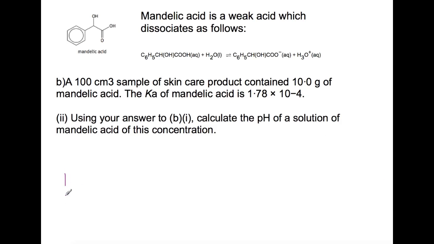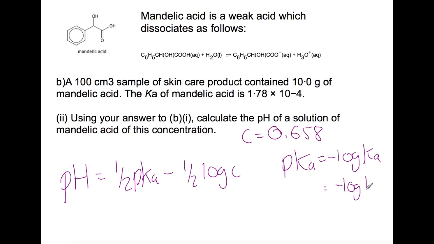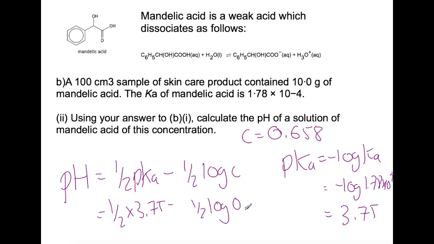So we're trying to find the pH of the solution. We know that pH is a half pKa minus a half log C. So C we worked out in the question before as 0.0658. We have Ka, so we can work out pKa as a negative log of Ka. So that is 3.75. We can now take those values and put them into this equation to work out the pH of the mandelic acid that we're using. And that turns out to be 1.96.